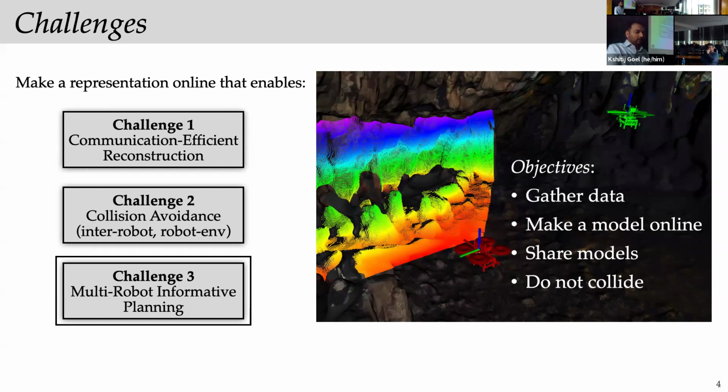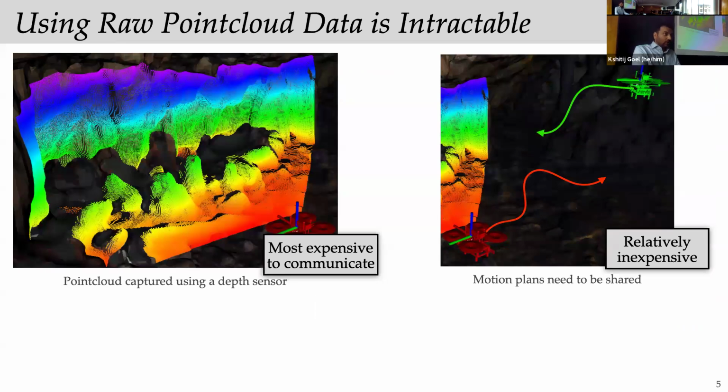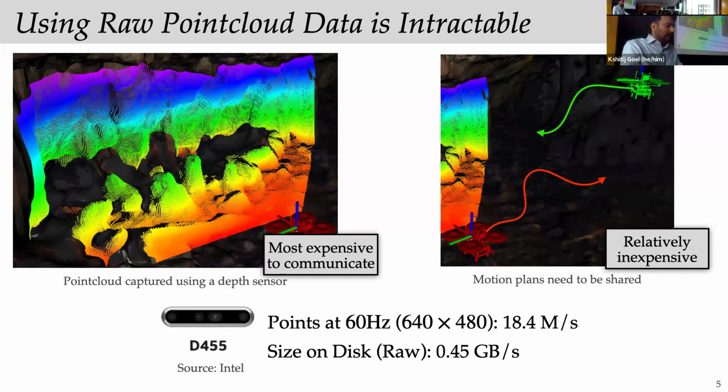So how do we go about creating a representation that can address these challenges simultaneously? One choice is to use raw point cloud data. However, these point clouds can be quite expensive to communicate relative to things like motion plans, which are relatively inexpensive to communicate. For instance, if you consider a depth sensor like the D455 from Intel at 60 Hertz, 640 by 480 resolution, it generates about 18.5 million points per second. And that's about half a gigabyte per second of data being generated. It is evident that if we use this representation for the active reconstruction problem, we will likely run out of usable memory on board the robot.